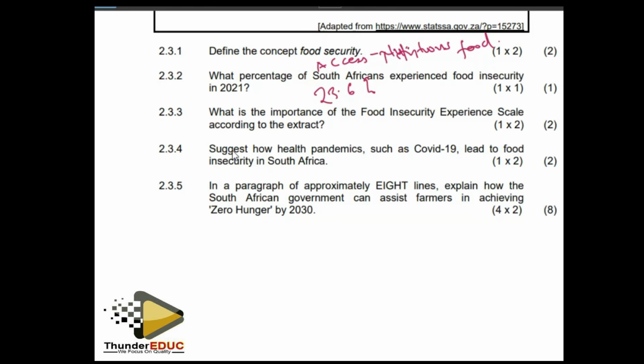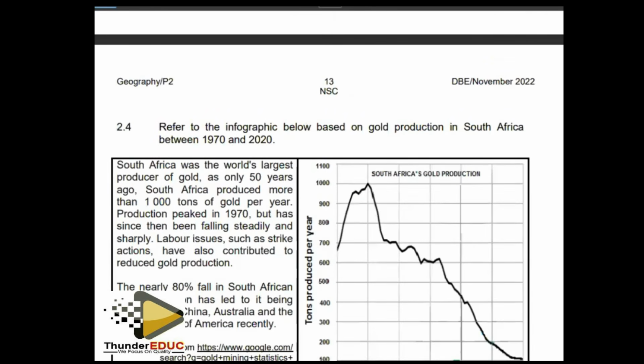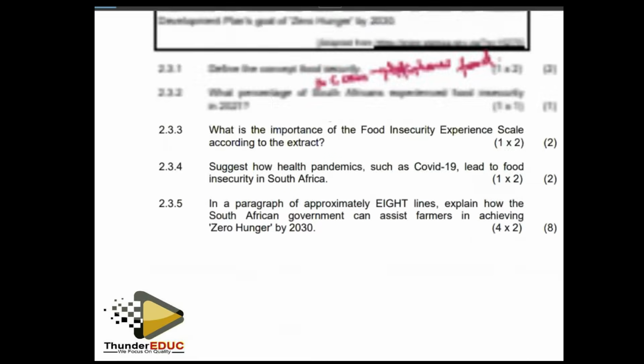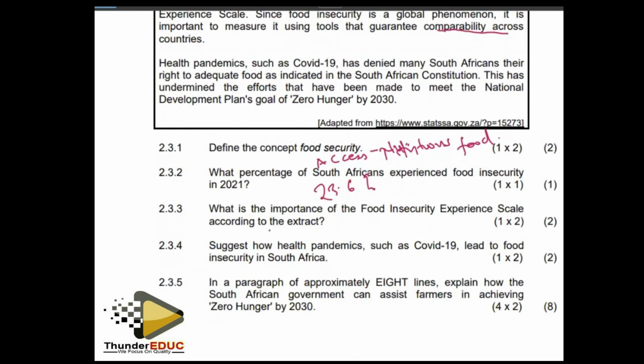What is the importance of the food insecurity experience scale according to the extract? Then you go back to the extract. They say, since food insecurity is a global phenomenon, it is important to measure using tools that guarantee comparability across countries. Therefore, the importance is to compare across countries. So we come down and say, it's for comparison across countries. Okay.